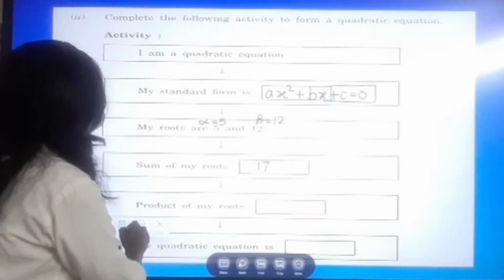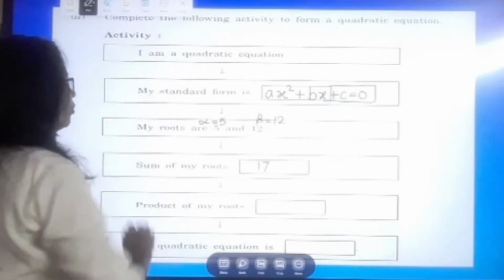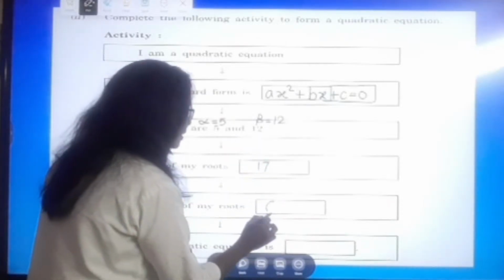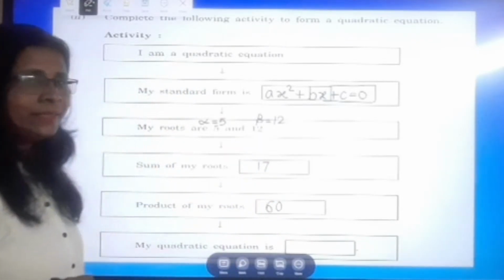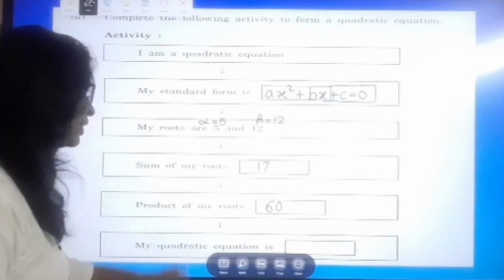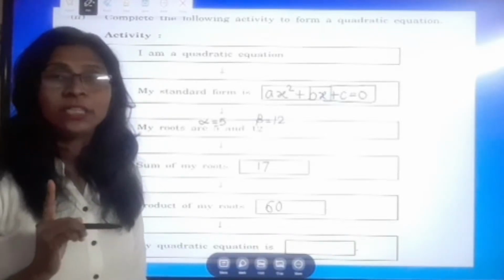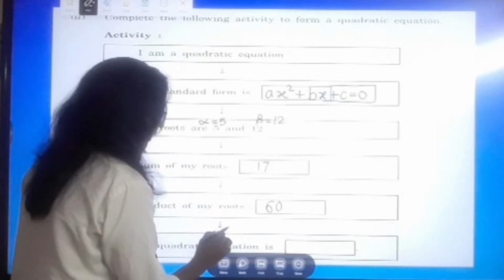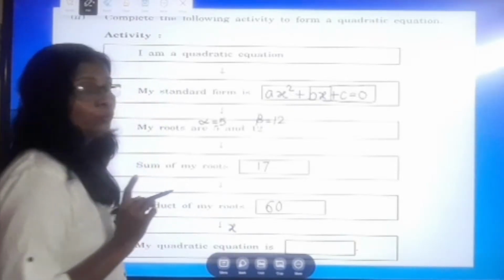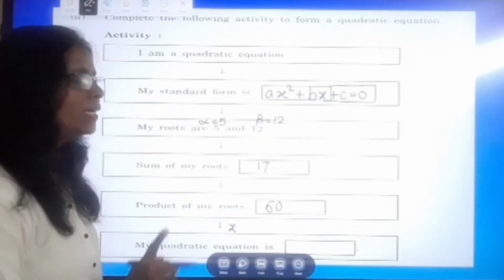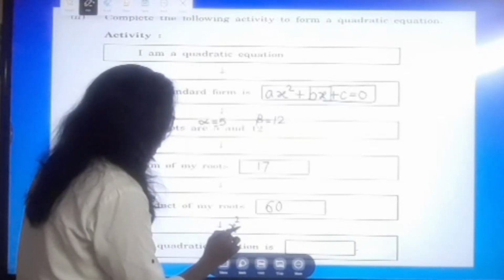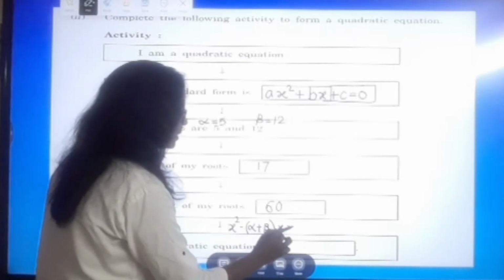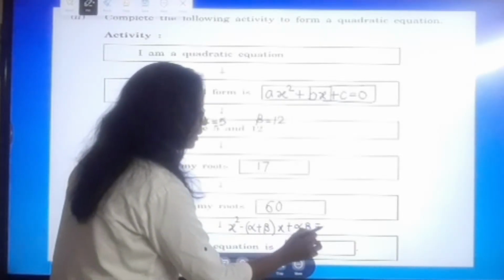Then here, students, the product of my roots. So 12 multiply 5 is 60. Okay, and then my quadratic equation is, yes students, my quadratic equation. To form the quadratic equation there is a formula, and that formula is x square minus (alpha plus beta) multiply x plus alpha into beta is equal to 0.